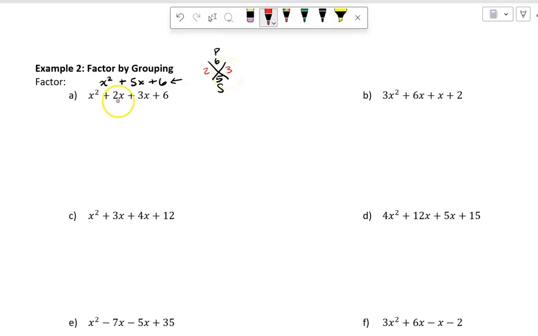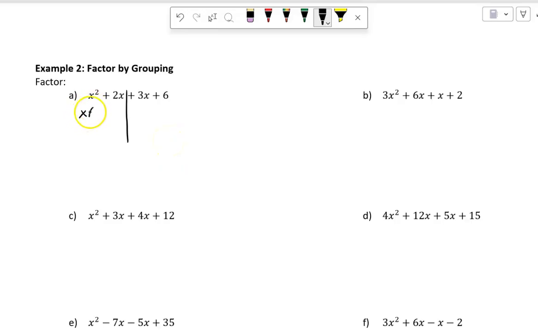So what I want you to notice here is that all we're doing when we group is we're breaking the 5 apart using those two numbers. We just break it apart. So that step is done for you in every single one of these problems. The step of finding the two numbers and breaking apart the middle is already done. So all we have to worry about is the rest of the grouping process. So I'm going to go ahead and draw a line down the middle. And in order to factor by grouping, you want to find the GCF on the left side and the right side.